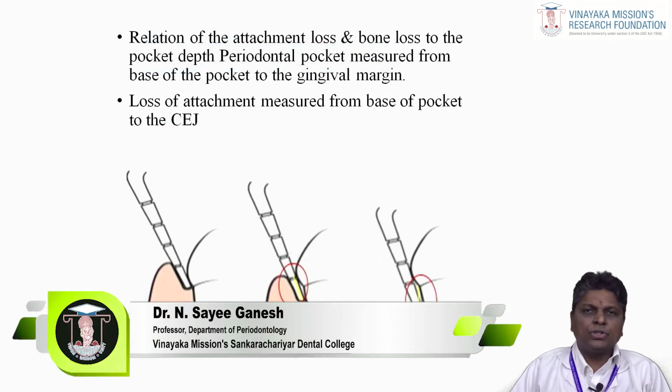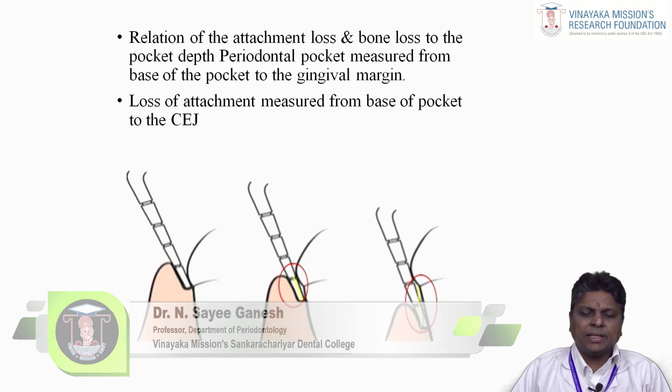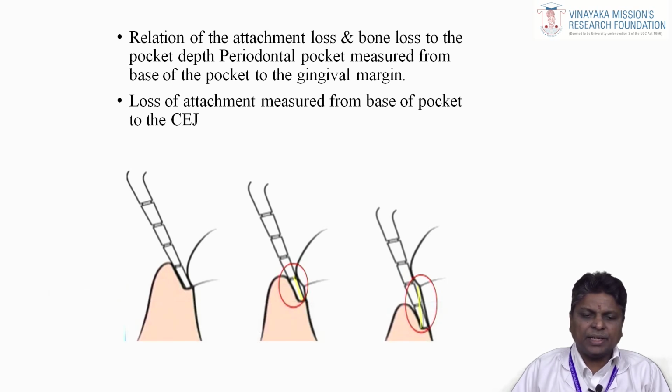The next one I want to show you. There are three pictures mentioned in this area, showing how the probing depth and attachment loss will be. You can see it. The loss of attachment is measured from the base of the pocket to the cemento-enamel junction. These are the two important areas you have to know. From the cemento-enamel junction till the probe penetrates is called clinical attachment loss.